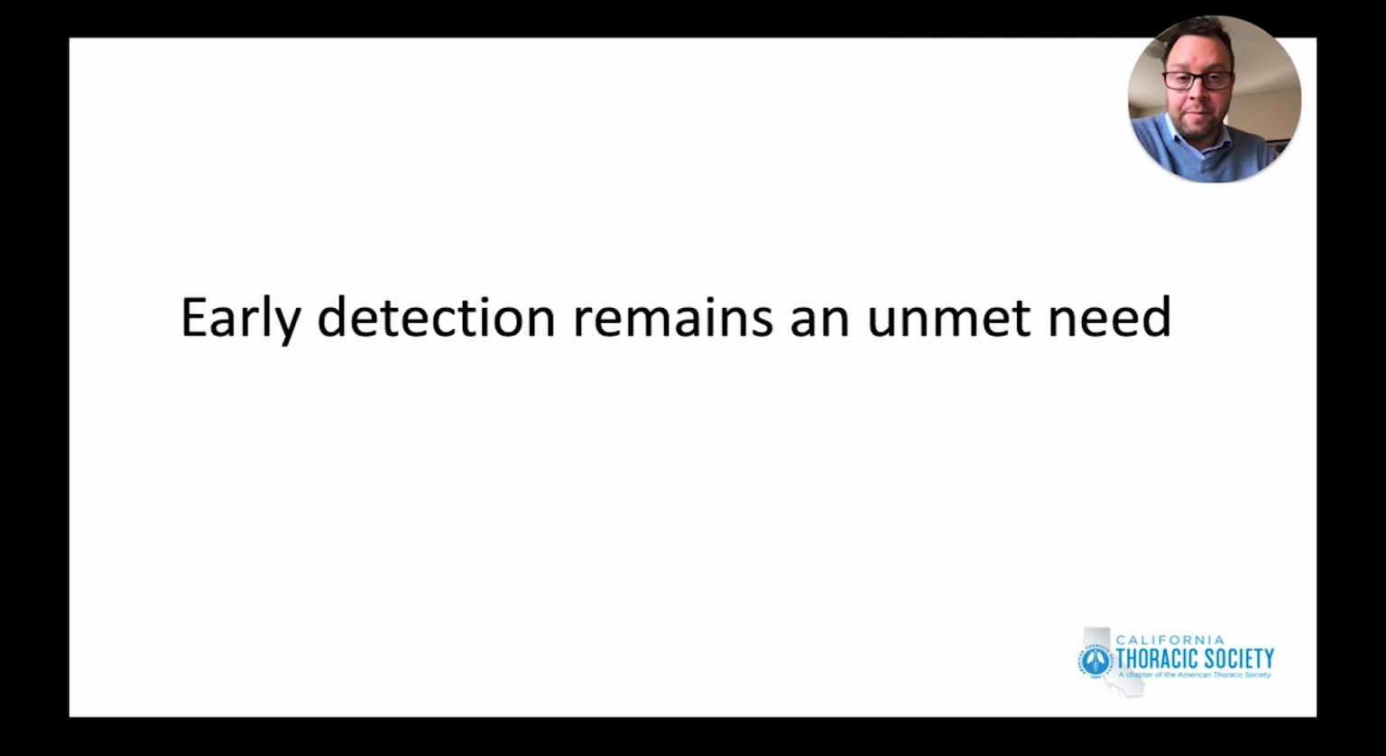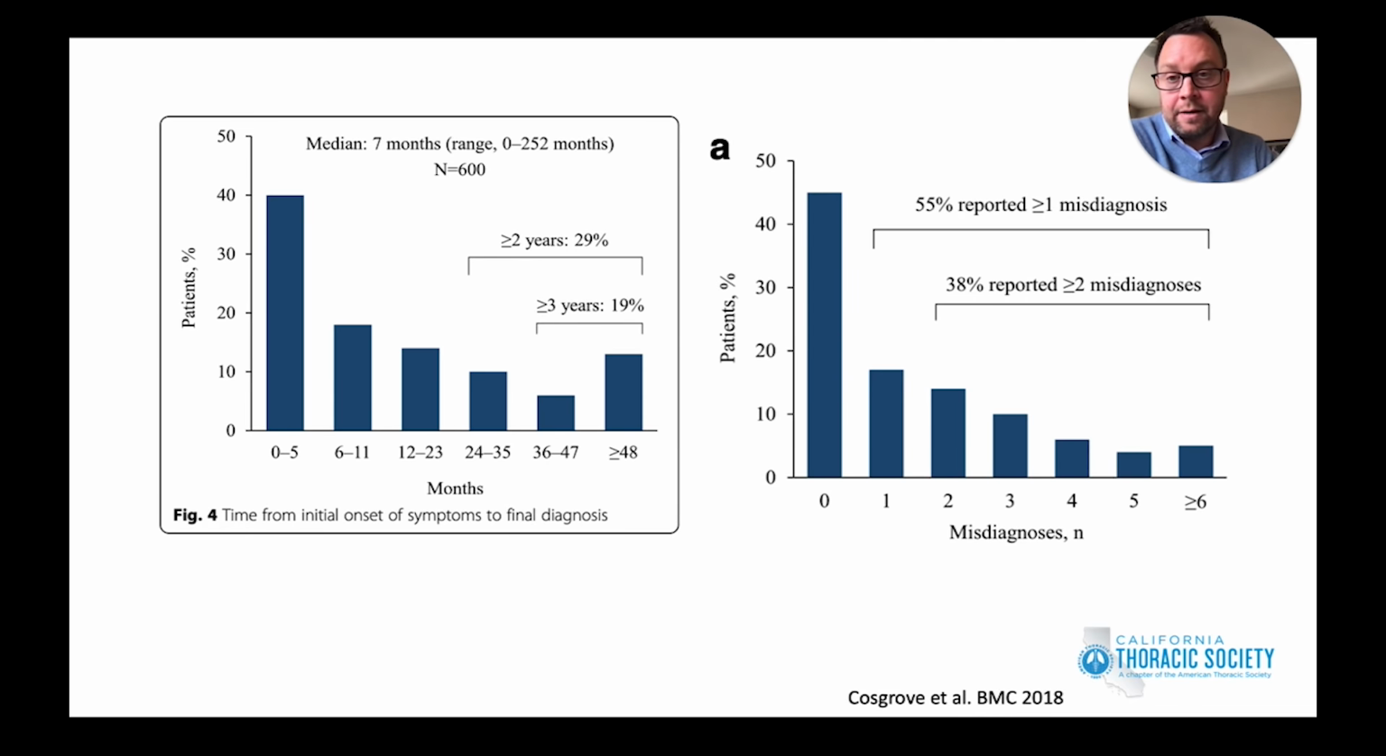So early detection remains an unmet need in this group. This is a paper published by the Pulmonary Fibrosis Foundation where you can see how long patients waited for a diagnosis, and 29% of patients waited more than 2 years. About 20% of patients waited 3 years from the time of symptom onset to receiving their final diagnosis. As you can see here, misdiagnosis is also quite common. 55% of patients reported more than 1 misdiagnosis, and 38% reported more than 2 misdiagnoses.